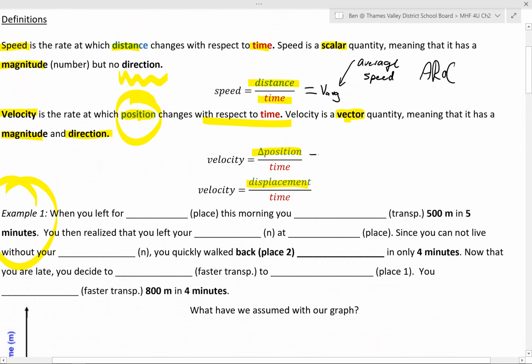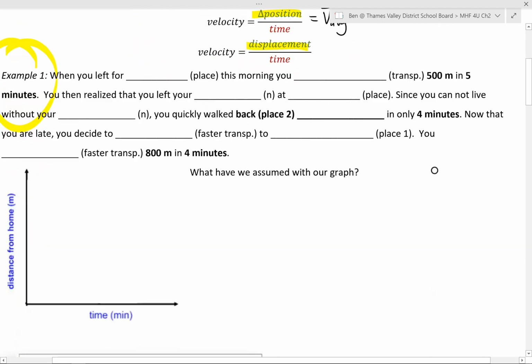So my average velocity, and I meant to show this up here, is often shown as v avg, which looks a whole lot like speed. So we call it a harpoon or a hook. We put that on top here, and that means that it's a vector quantity, okay? So it means there's a direction involved.